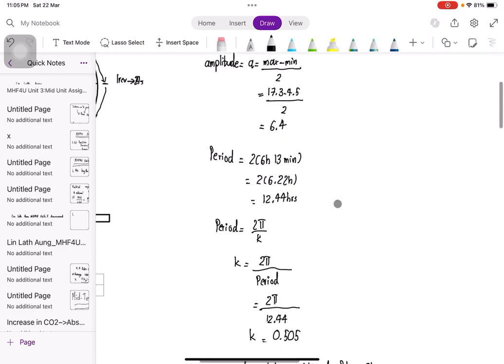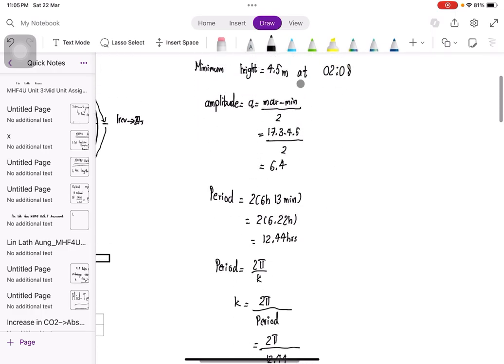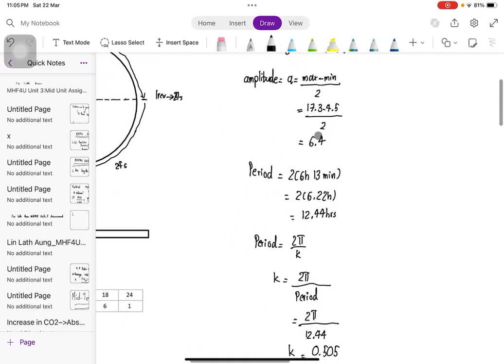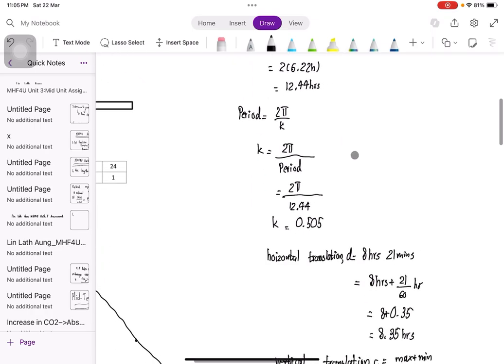And the period is measured in 24-hour clocks. So we have to multiply it by 2. Here we get the answer 12.44, and the period would be 12.44, and 2 pi by 12.44, and we get 0.505.